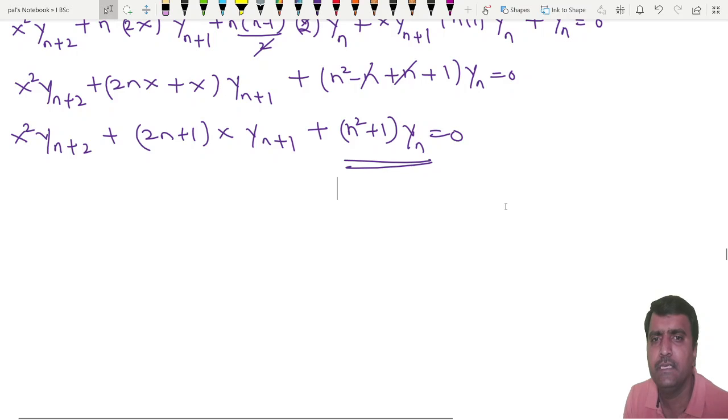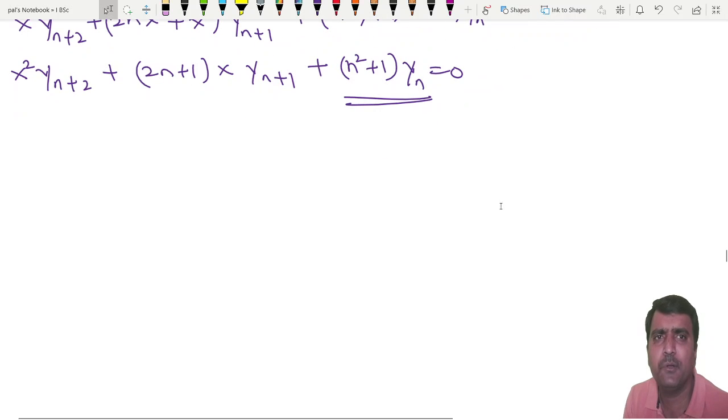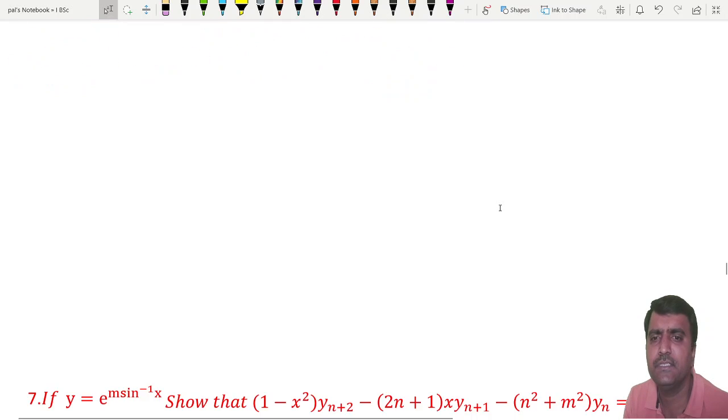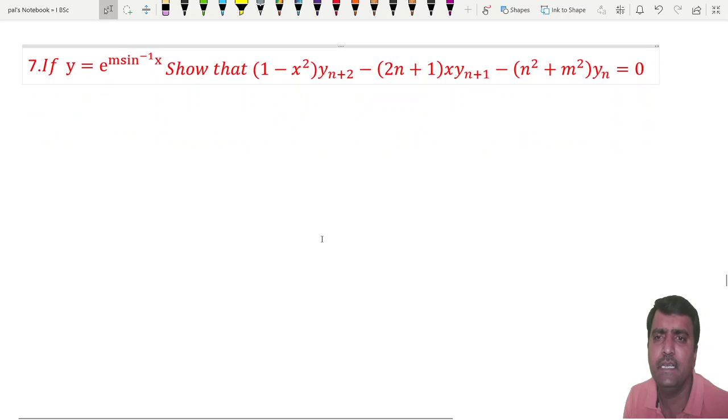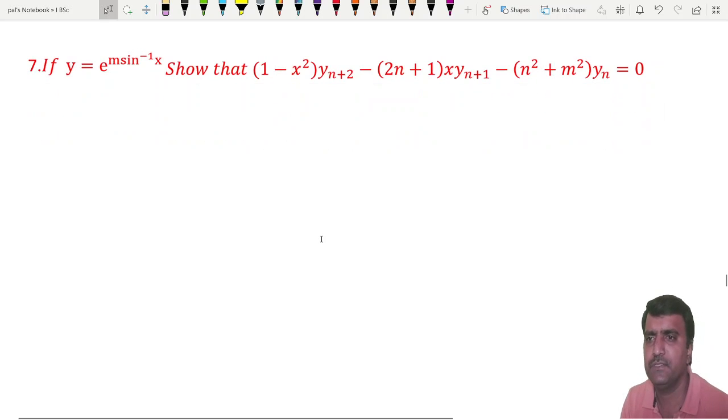So similarly, usually these problems are asking like this: if the function is so and so, then you have to show this result. In that format only they are asking the questions. So take one more problem of the same type. If y is equal to e to the power m sin inverse of x, then we have to show this result. First you write the given function. So the given function is y is equal to e to the power of m sin inverse of x.